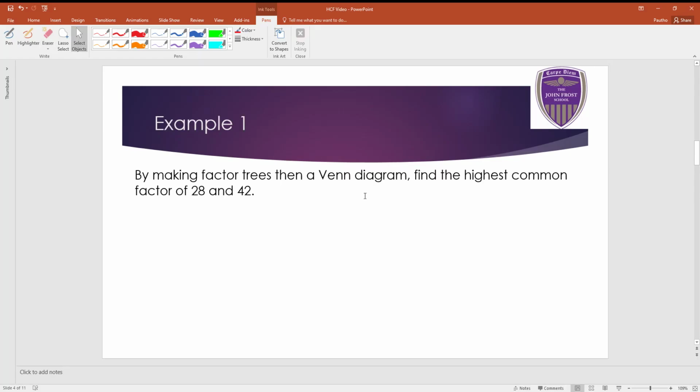And the highest common factor of two numbers is the biggest number that's a factor of both numbers. For big numbers, the best way to do this, like we'll show you now, is to use prime factor trees and a Venn diagram. So here's the first example. Pause the video and then come back when you're ready to see the solution.